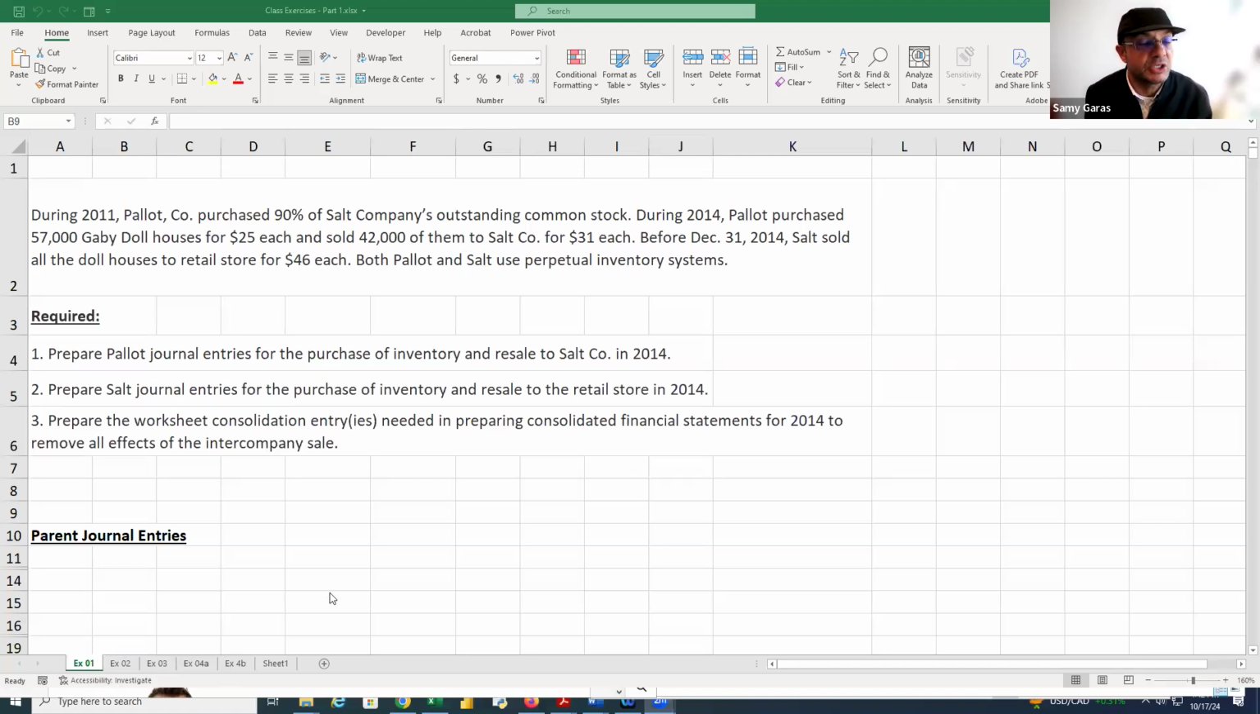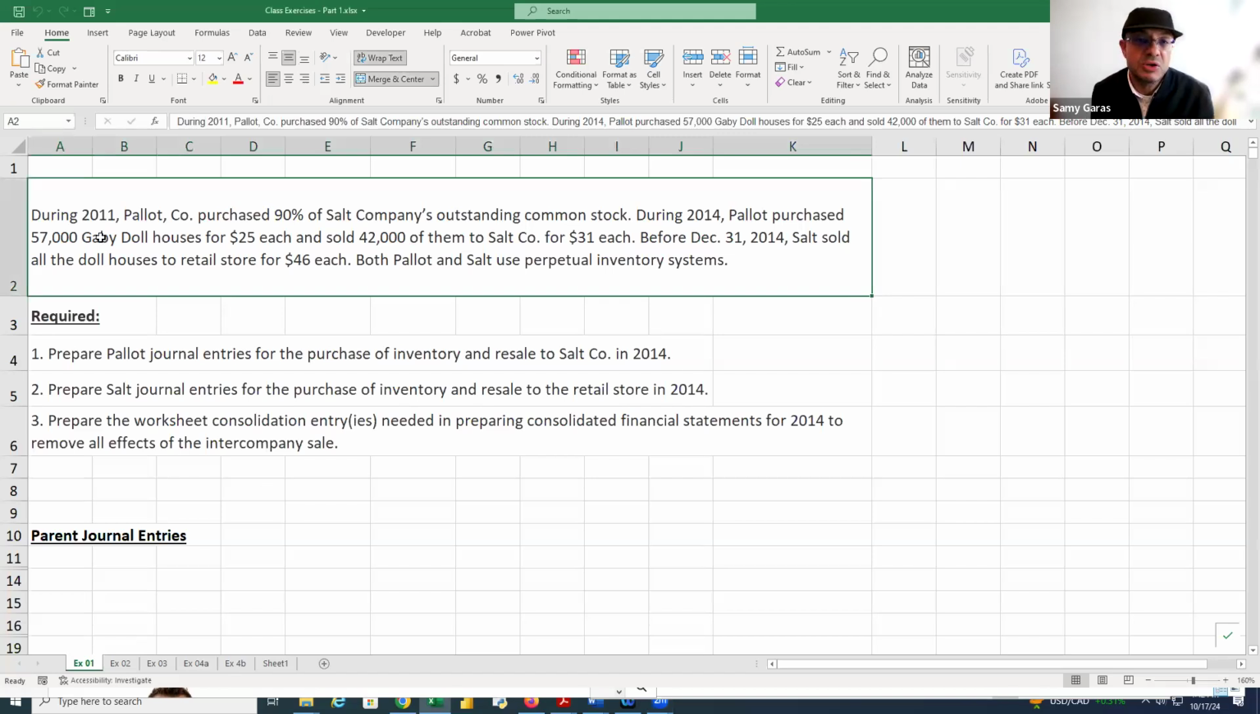I will explain the journal entries and the calculation we need to do to get the results. In the first exercise, we see that a parent company purchased 90% of the subsidiary, and this happened back in 2011. In 2014, after 3 years, the parent company purchased 57,000 units, and they sold 42,000 of those to the subsidiary, for a higher price.